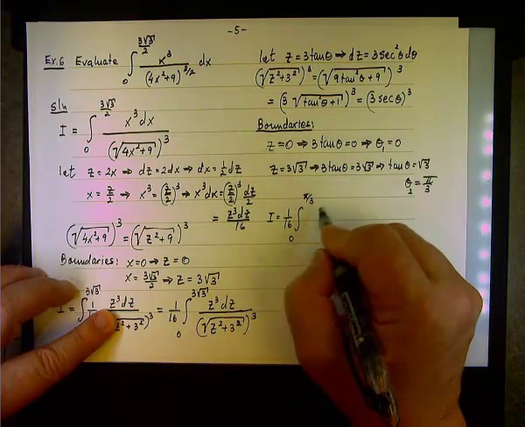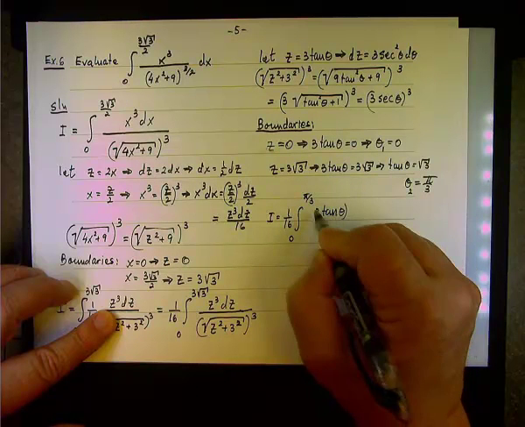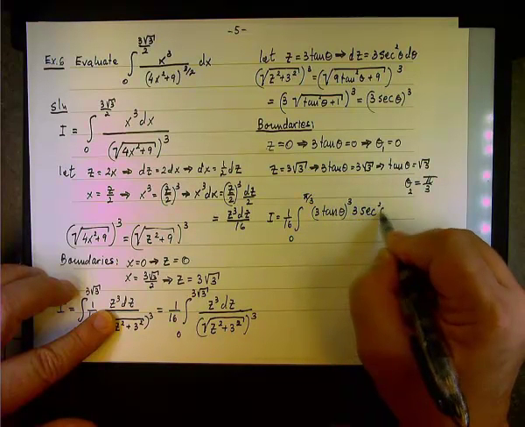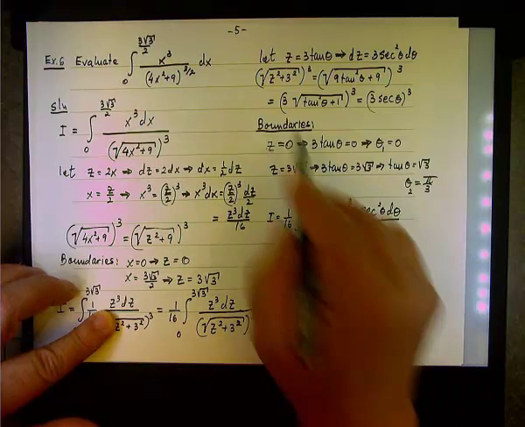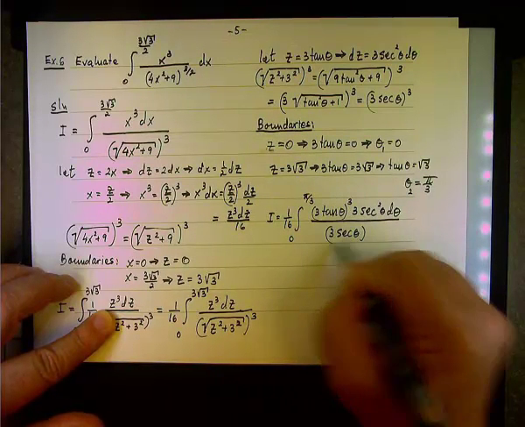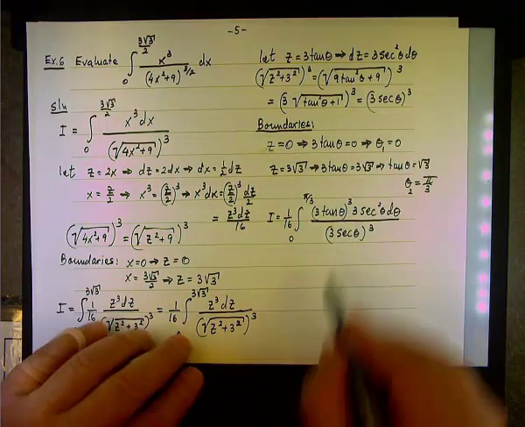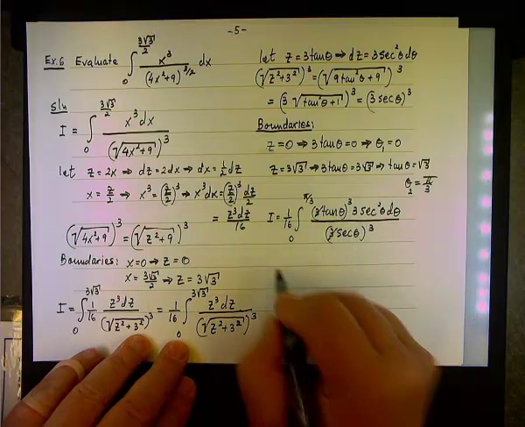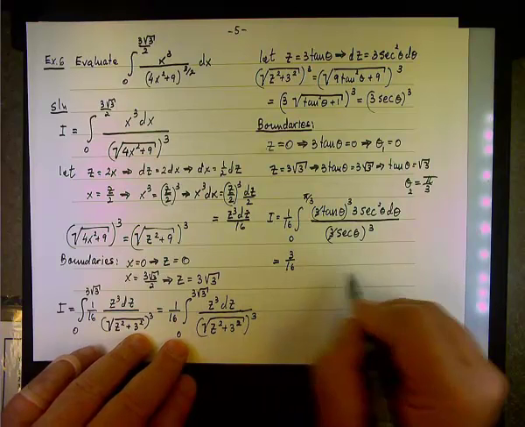Numerator, z cubed, well, this will be 3 tangent theta cubed. Let me keep it like that. dz is 3 secant squared theta d theta. And the denominator is 3 secant theta cubed. And now let's see if we can simplify. Well, you know that you have 3 cubed over 3 cubed, and you have 3 here, so outside we have 3 over 16, right?